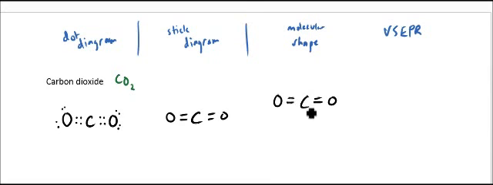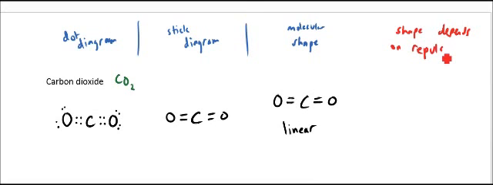because the bonding electrons between the carbons and the oxygens repel from each other because they're negative. Regions of negative charge repel from each other and make a linear shape. You don't need to know VSEPR, but you do need to know that shape depends entirely on repulsion of regions of negative charge, or electrons.